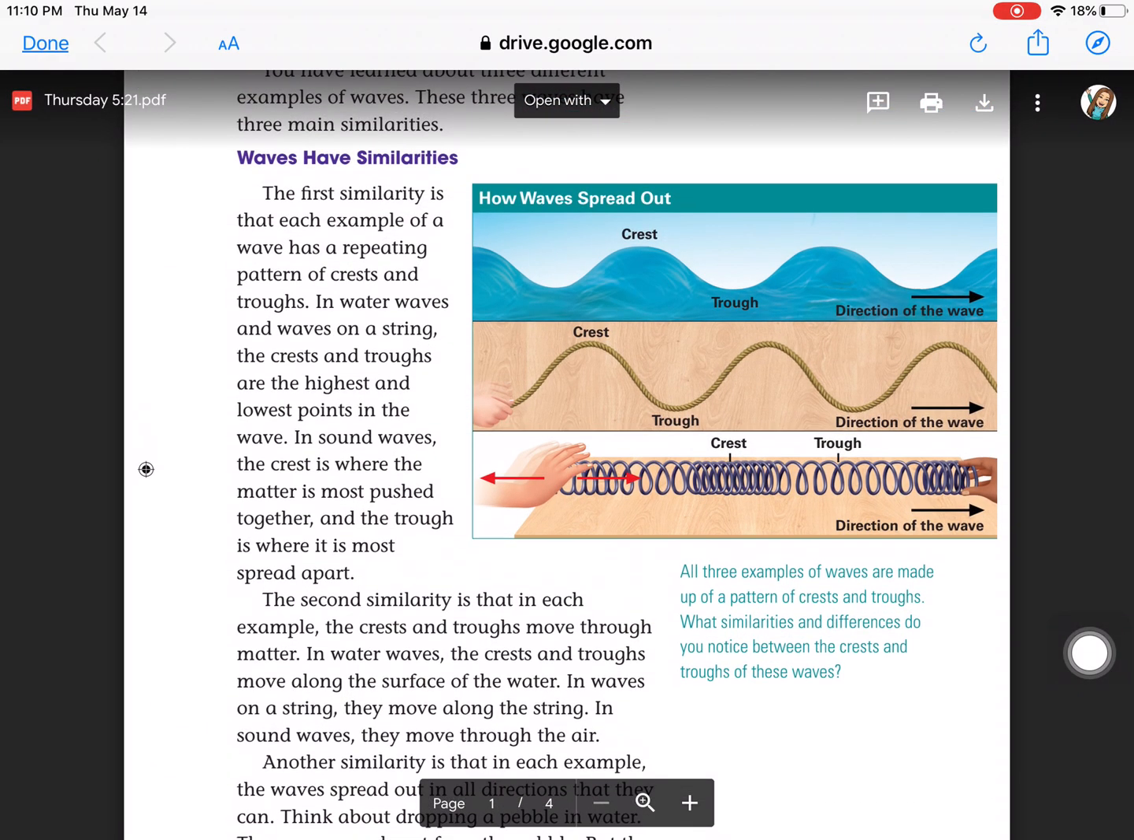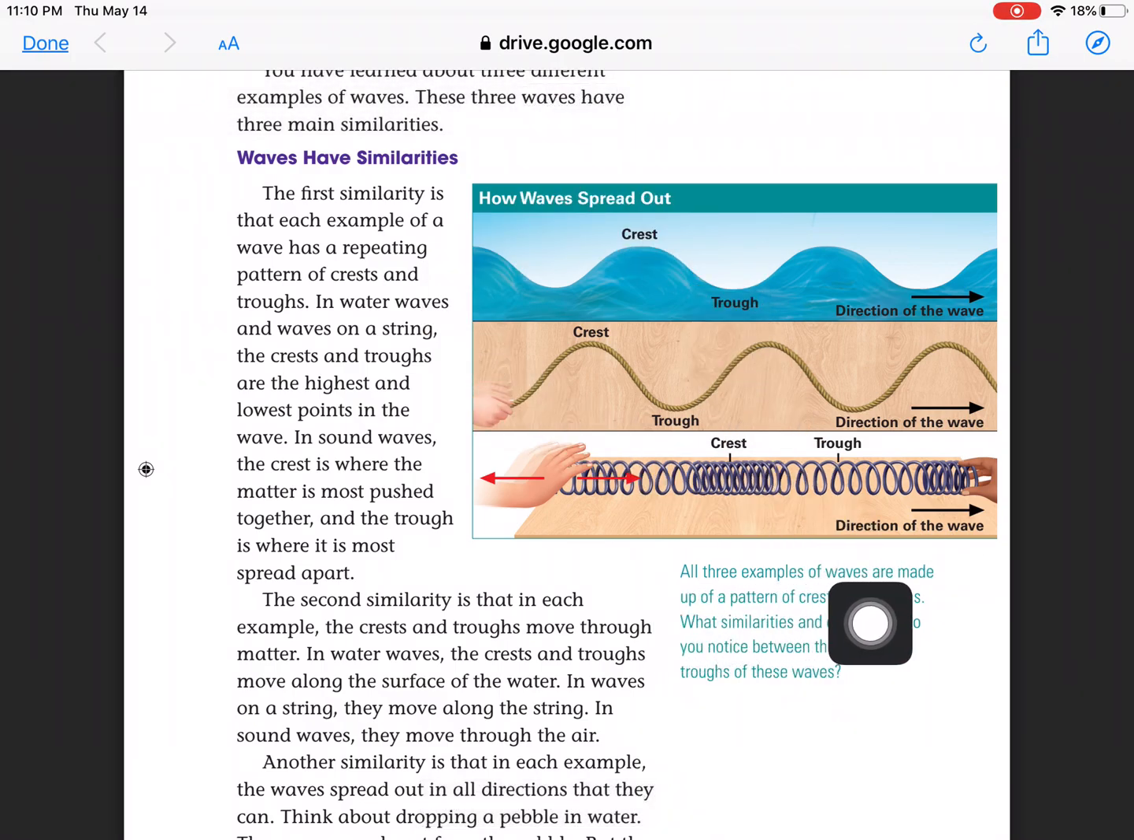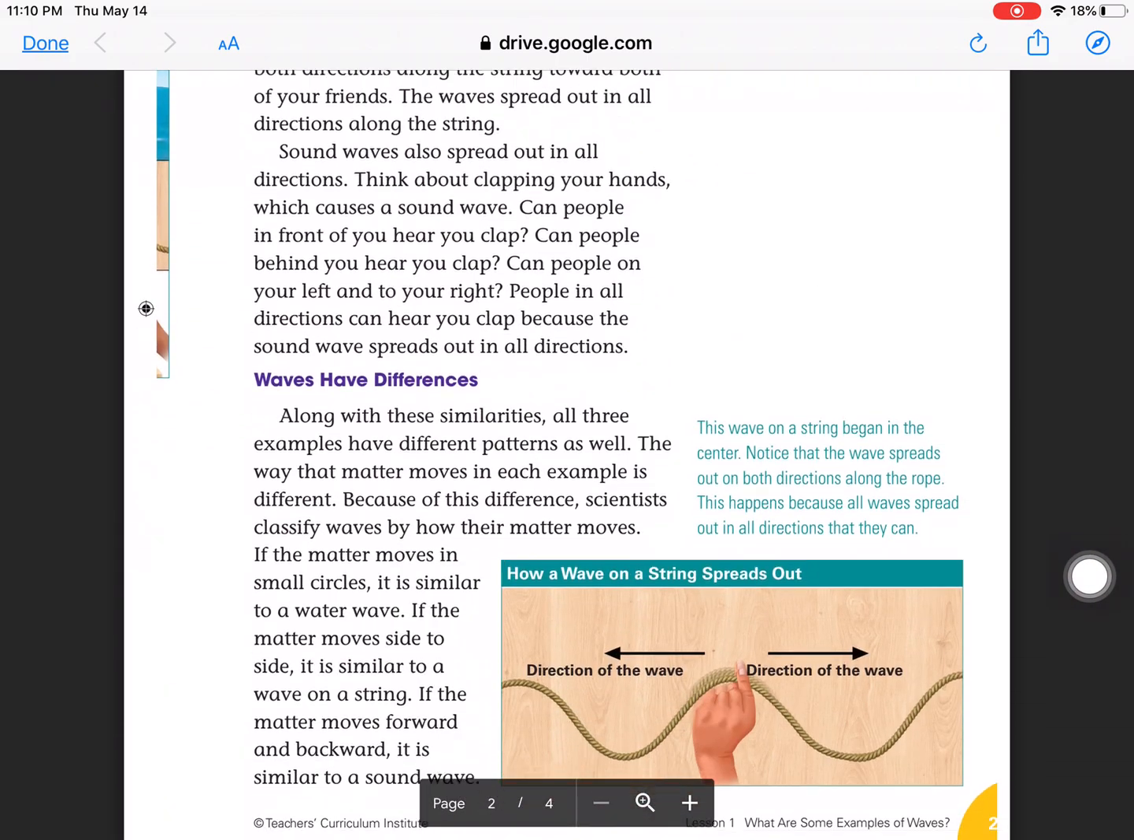So let's look back at how waves spread out. It says all 3 examples of waves are made up of a pattern of crests and troughs. What similarities and differences do you notice between the crests and troughs of these waves? So we just heard about the similarities. Let's look at the differences.